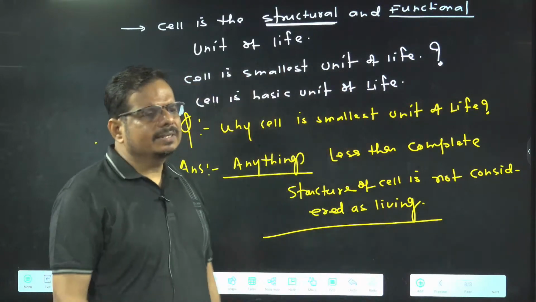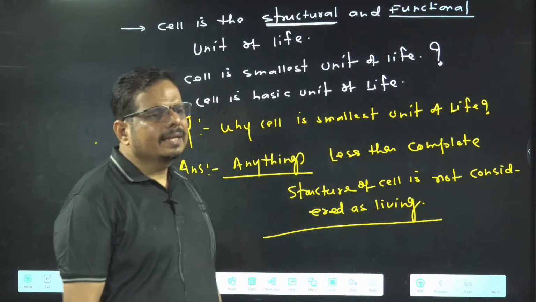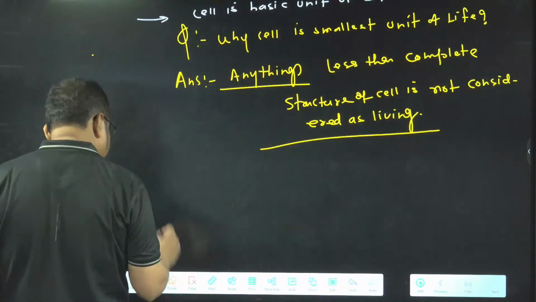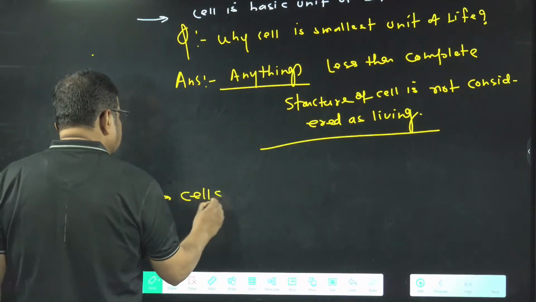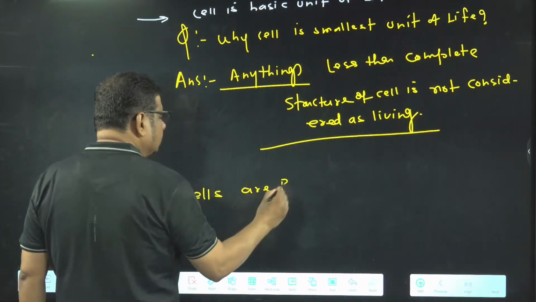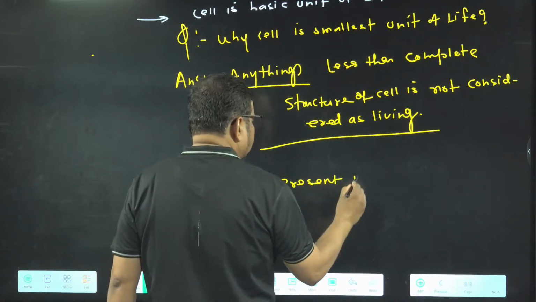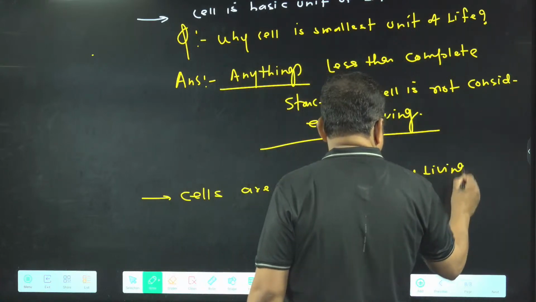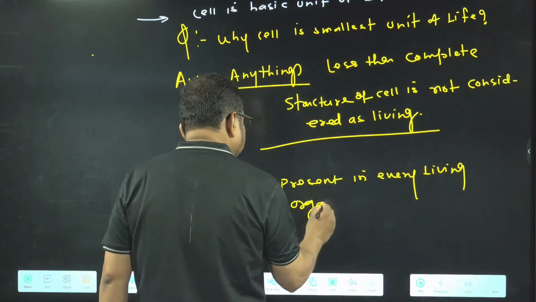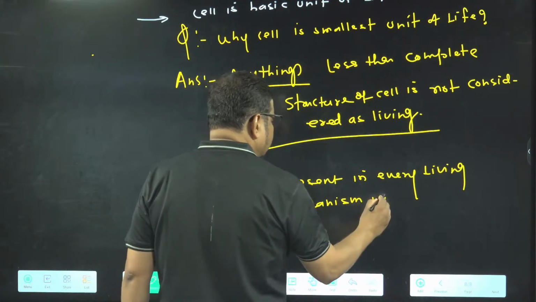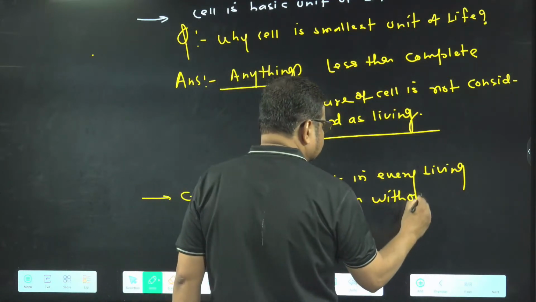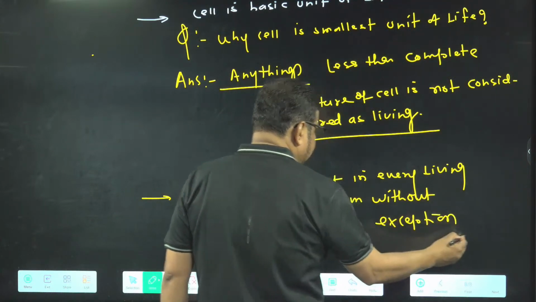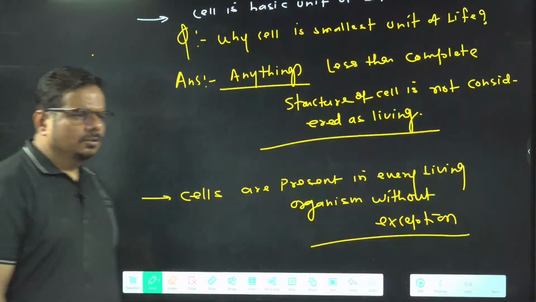So you got the cell definition. And one thing I told: cells are present in every living organism without exception. Is it clear?